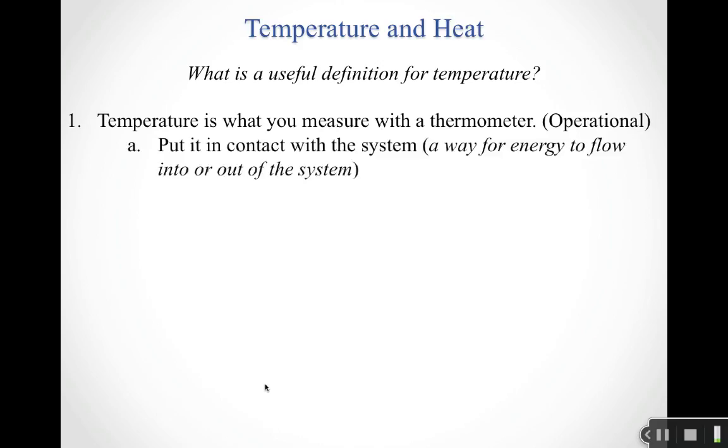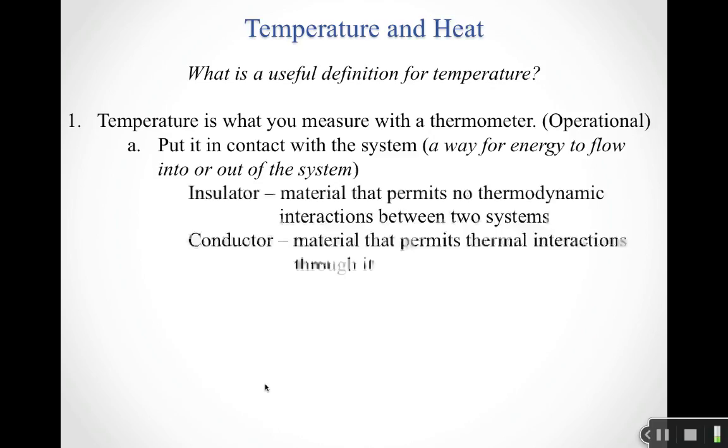Well, there are two things that are involved in that. One is that you have to put the thermometer in contact with the system. What this means is that there has to be a way for energy to flow into or out of your system. So when someone would take your temperature when you were a child, and they'd put a thermometer under your tongue, well, putting the thermometer under your tongue was putting it in contact with you, the system. So the thermometer and the system had to be in contact, so there was a pathway for the energy to be transferred back and forth as heat.